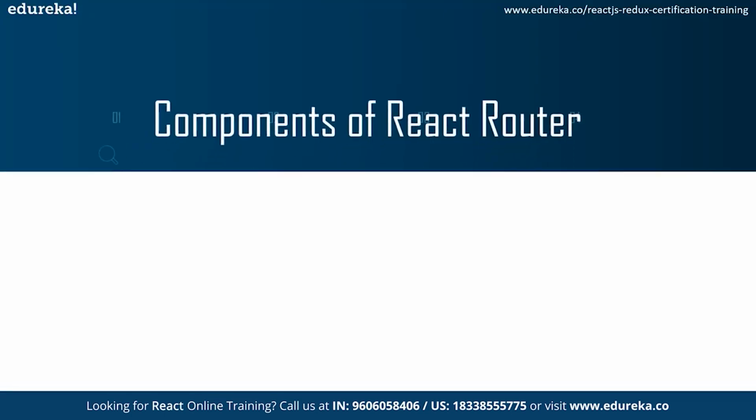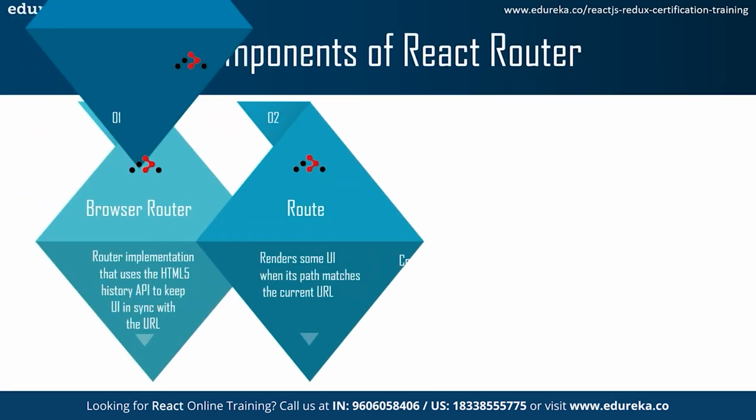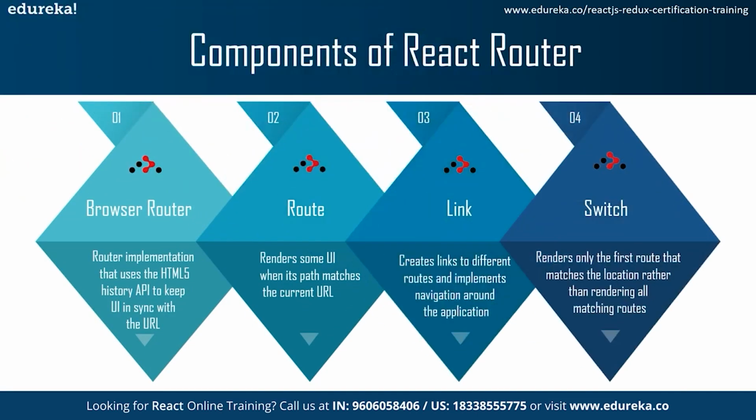So there are 4 major components of React Router, which are frequently or always used whenever we are working with React Router. The first one is BrowserRouter, then we have Route, then we have Link, and then we have Switch. BrowserRouter is a router implementation that uses the HTML5 history API, which includes pushState, replaceState, and the popstate event, to keep our UI in sync with the URL. It is the parent component that is used to store all of the other components.